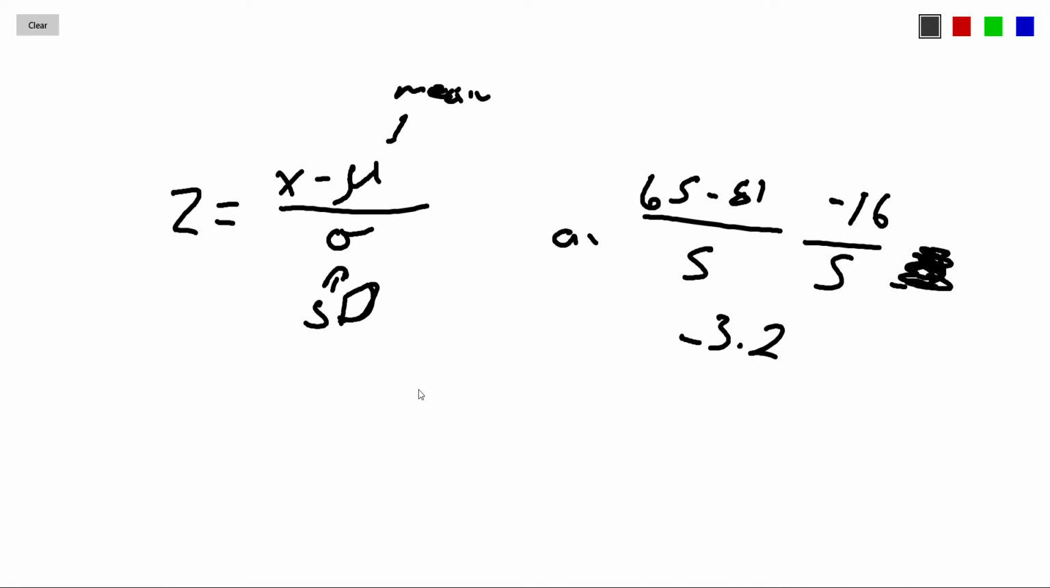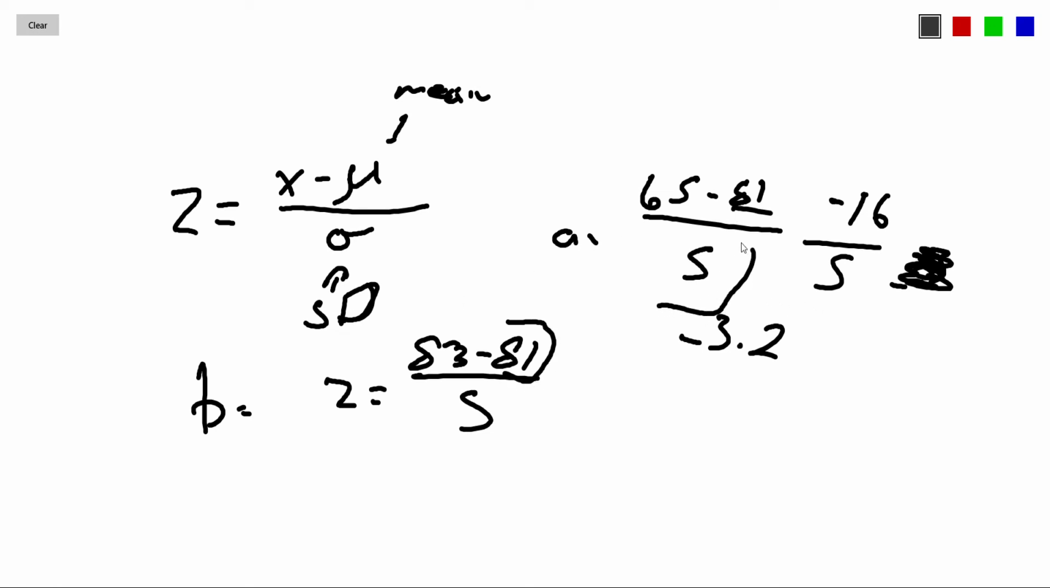So let's see if we were going to do B. So we have z equals, in this case, 83 minus 81 over 5. You notice that this number and this number are the same, this number and this number are the same. So again, we just replace this. So that'll be 83 minus 81 is 2 over 5, which becomes 0.4. Alright.